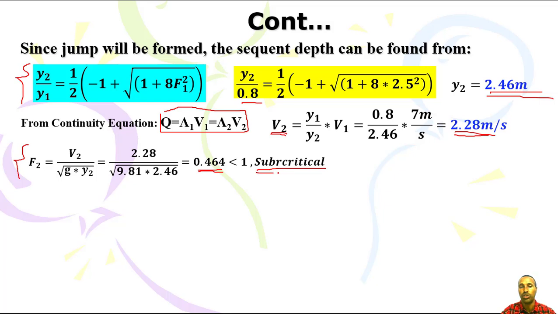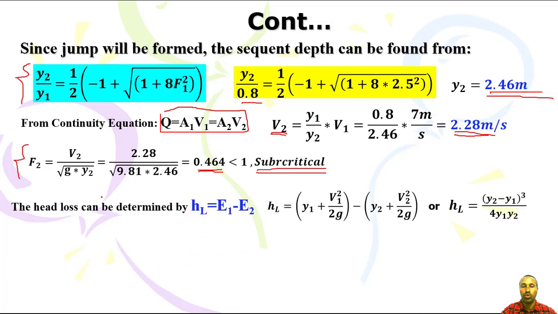So this is the main objective of this topic: changing supercritical flow to subcritical flow, so that the downstream riverbed will not be damaged or scarred due to erosion.